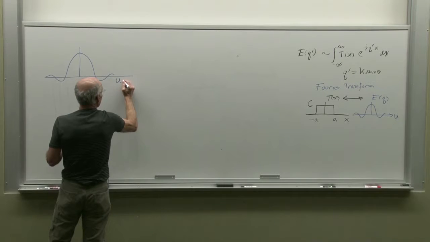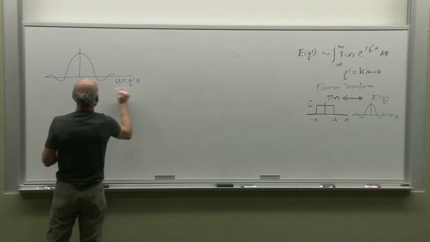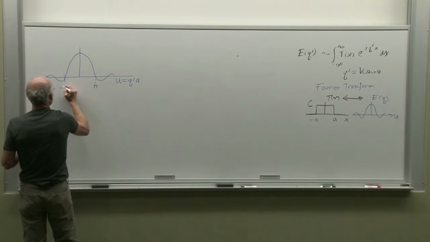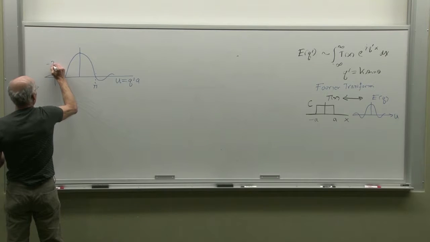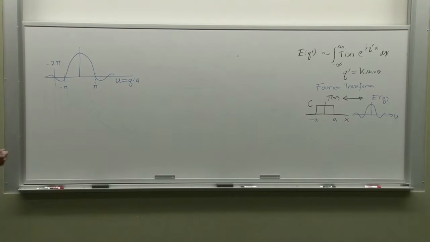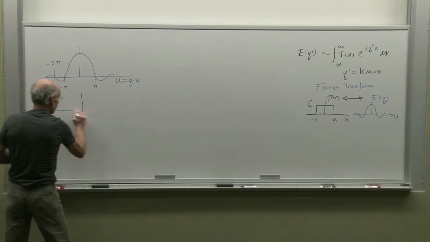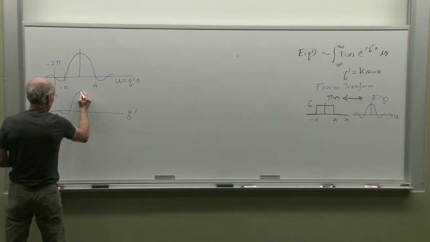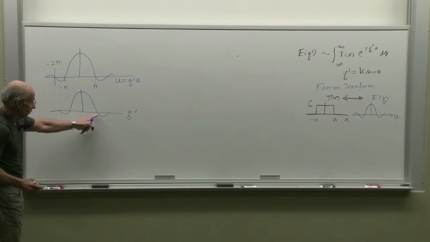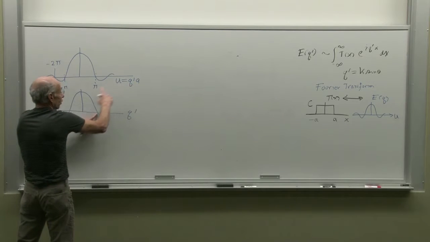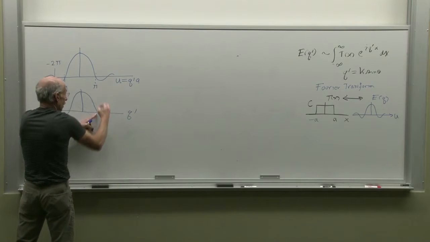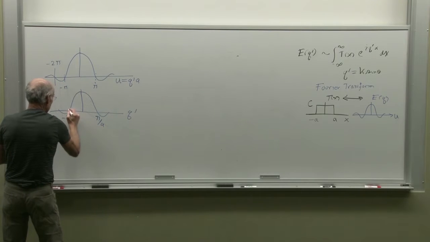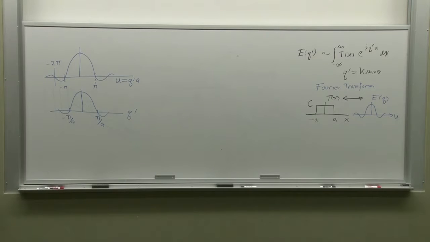So if we are in this dimensionless space, this point is pi, minus pi, 2 pi, etc., right? Let's look at it from other perspectives. What if we go to q space for q prime? It's got the same shape. But what's this point now? Well, I guess we just solve, right? So q prime equals pi over a, and here's minus pi over a. So those are our first minimum, right?